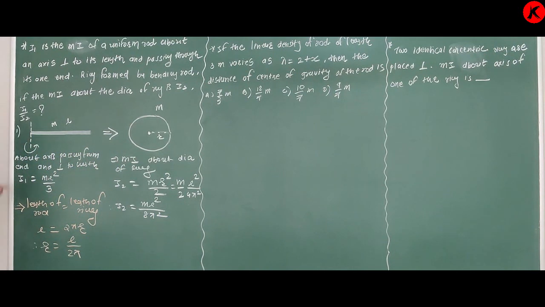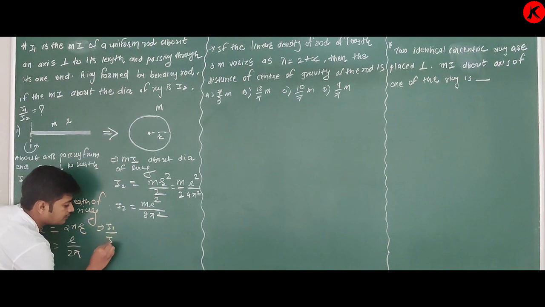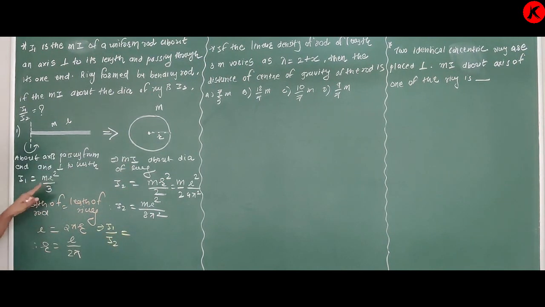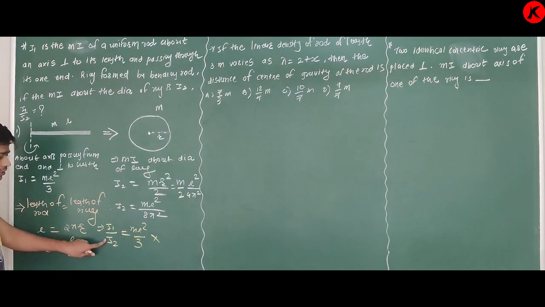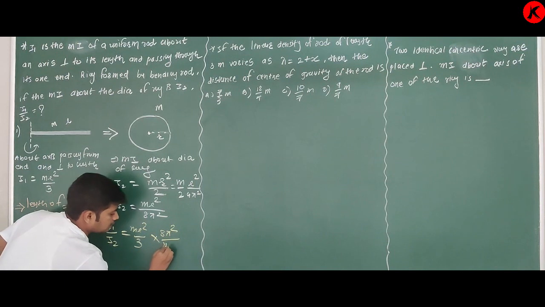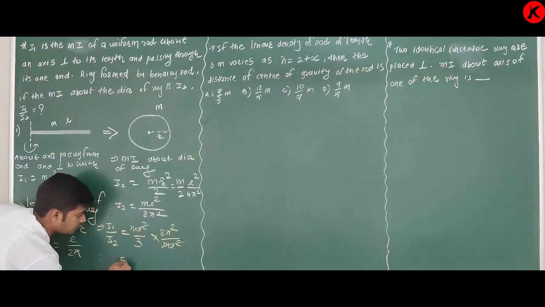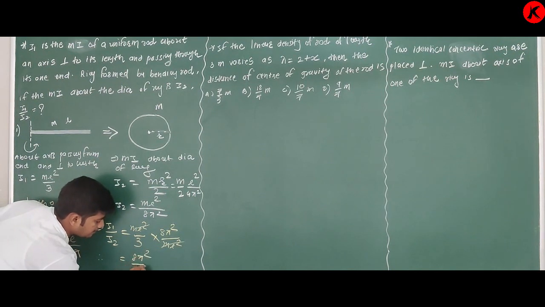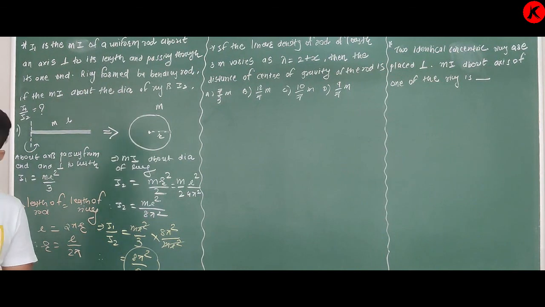You have to find I1 upon I2. So now the next step is to find I1 upon I2. I1 is ml square by 3. For I2, write it inverted: it is 8 pi square upon ml square. So ml square cancels with ml square, which means I1 upon I2 is equal to 8 pi square upon 3. And that is your answer. Clear?